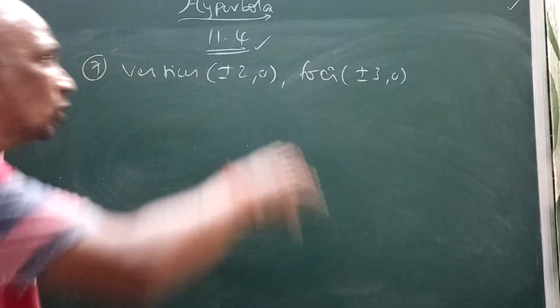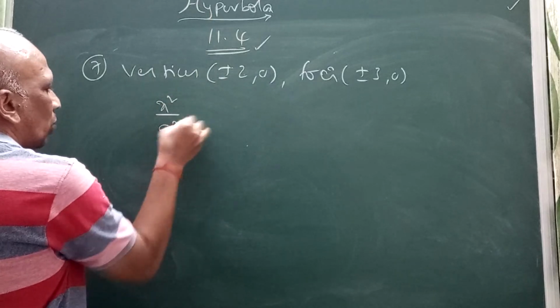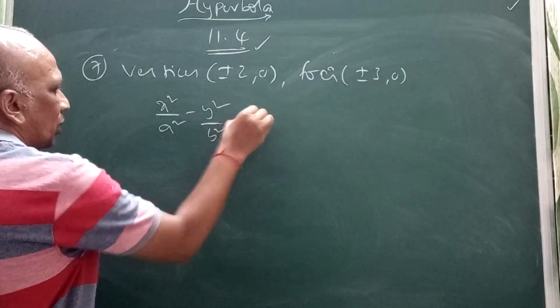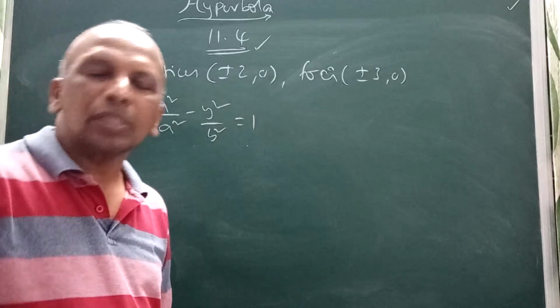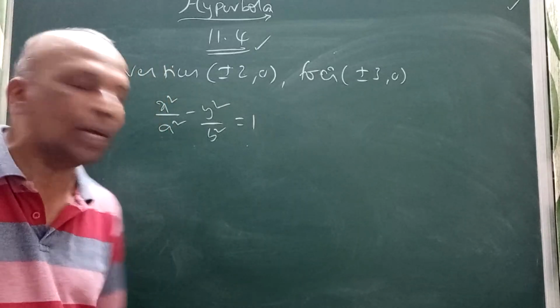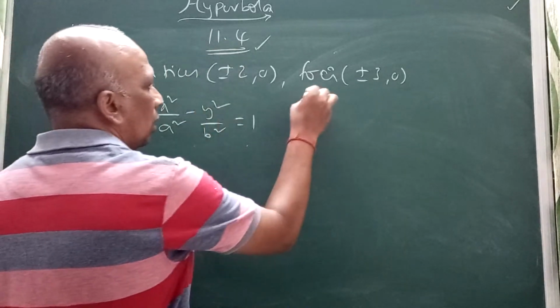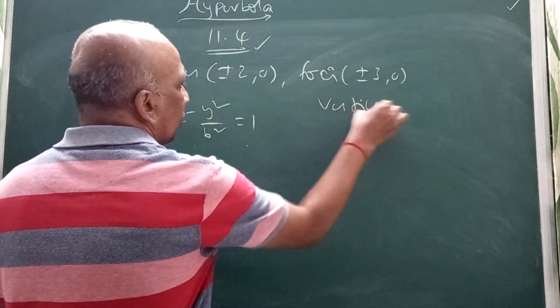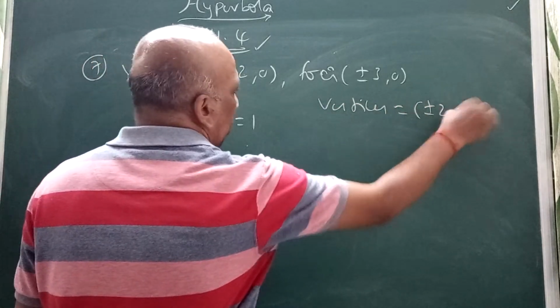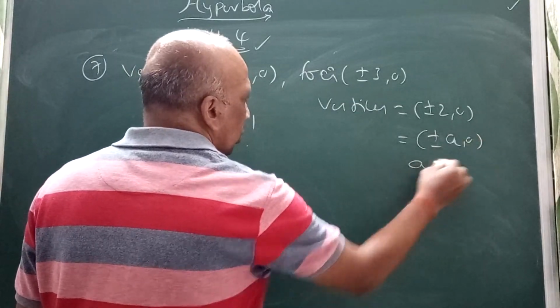Since the transverse axis is along the x-axis, the equation of the required hyperbola is x square by a square minus y square by b square is equal to 1. Then I can compare. The given vertices are plus or minus 2 comma 0. I can compare with plus or minus a comma 0, right? So a is equal to 2.